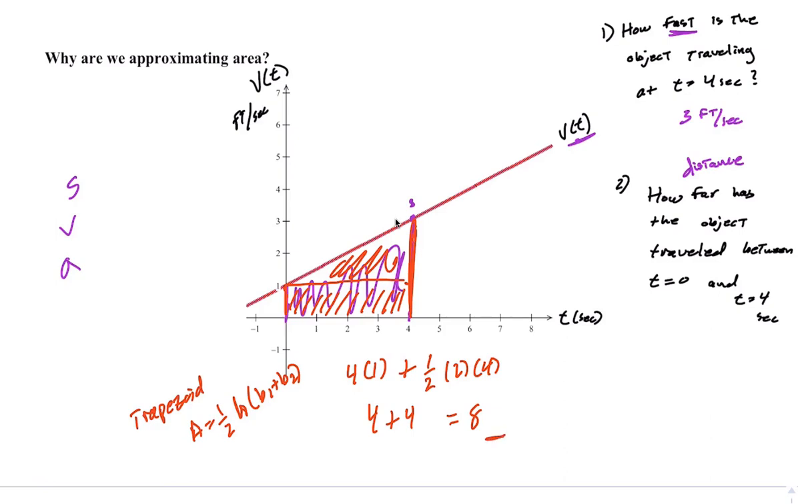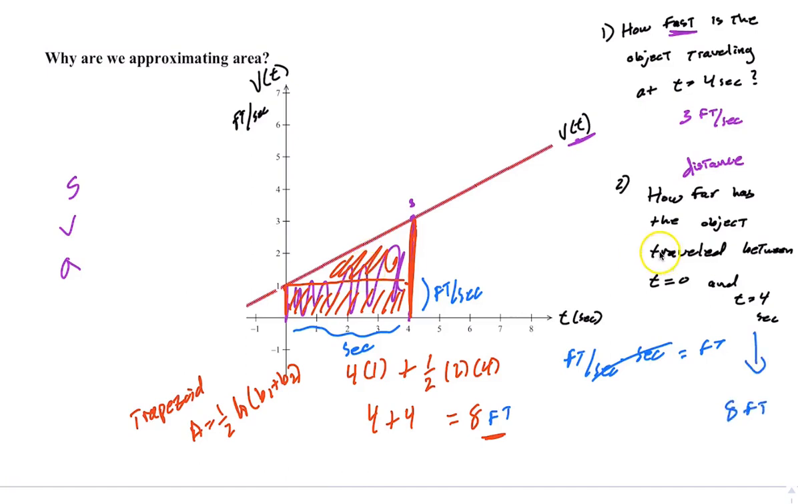Now let's talk about units. I have seconds, and I have feet per second. So if we're multiplying the units, multiplying seconds times the height, which is feet per second, we're going to have feet per second times seconds, and I'm going to get feet. So those are my units. And that happens to also be the distance traveled between 0 and 4 seconds, the area. So my answer here is 8 feet. And that's why we're interested in approximating area, to get to information like that.